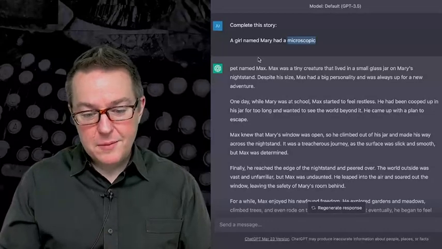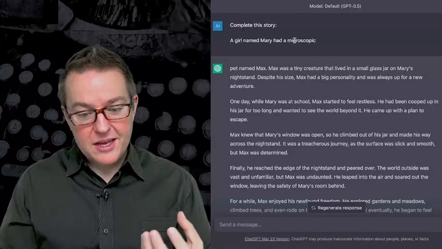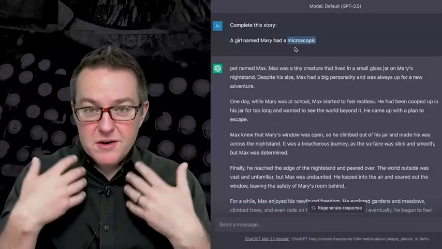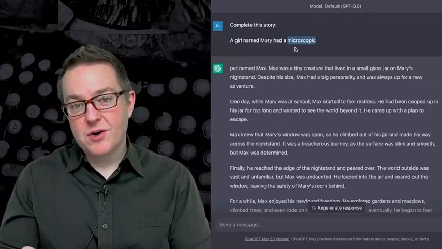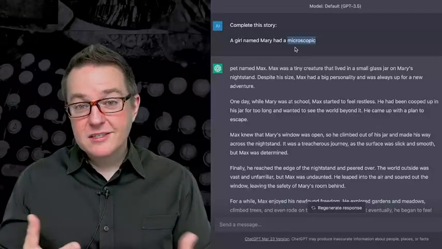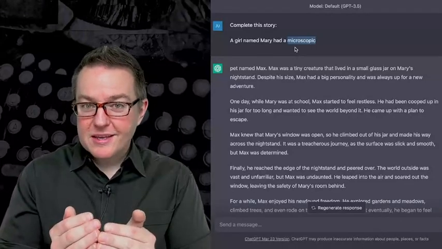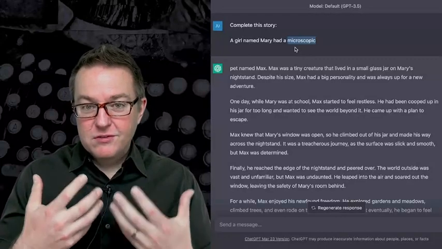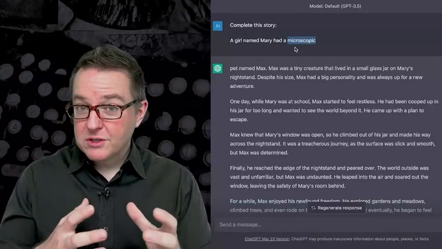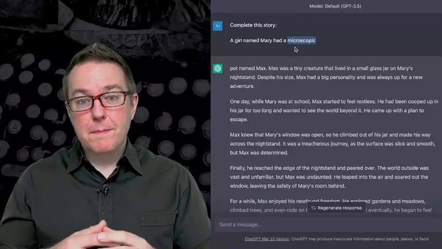On the other hand, if that's not a pattern that it was trained on, it's not as clear, then you're going to have other things that are going to matter, like specific words. So the word microscopic is fundamentally going to change the behavior of this prompt because it's such a strong word. A girl named Mary is sort of generic. There were probably lots of stories with a girl named Mary. But microscopic has all of this feeling and implications to it, and that's going to then influence the large language model's output.